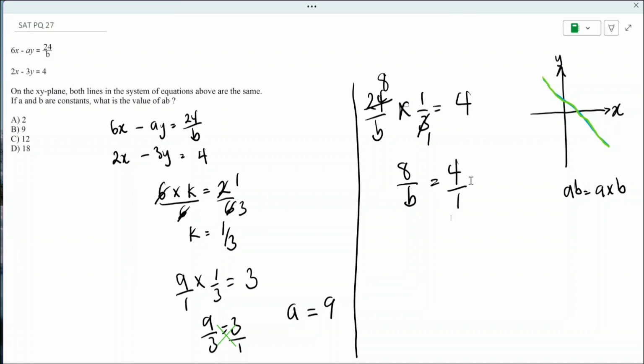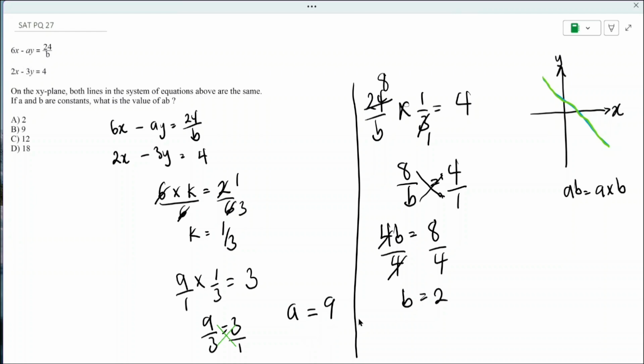Standard in math, you say multiply both sides by b. So you have b times 4, that will be 4b equals 8 times 1. 8 times 1 is 8. We're looking for b, so we divide both sides by 4. 4 cancels 4. b equals 8 divided by 4, which is 2. b is 2, while a is 9.